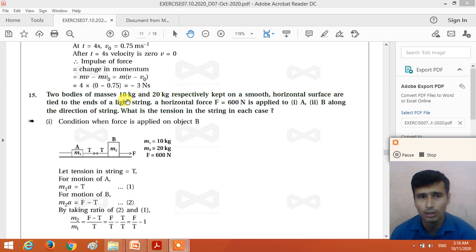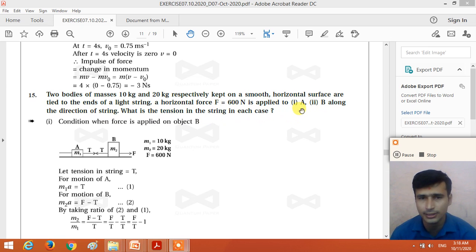So two blocks of mass 10 kg and 20 kg are kept on a horizontal smooth surface and are tied to the end of the light string. A force of 600 Newton is applied to first A and then to second B along the direction of the string. What is the tension in the string in each case, right?